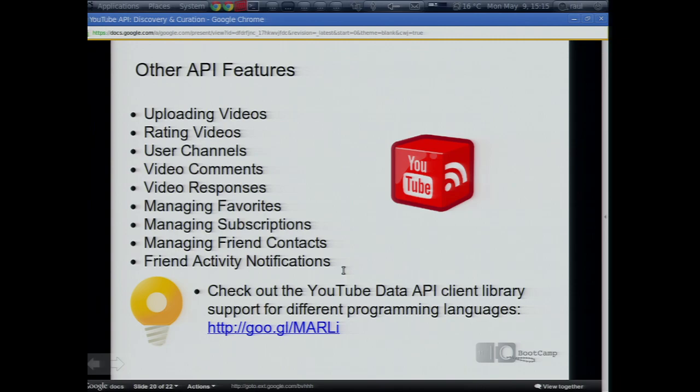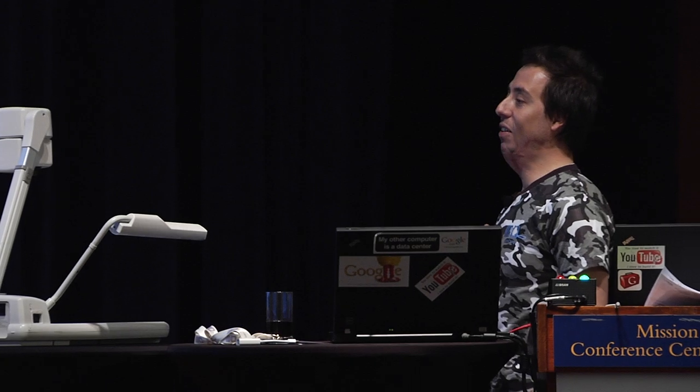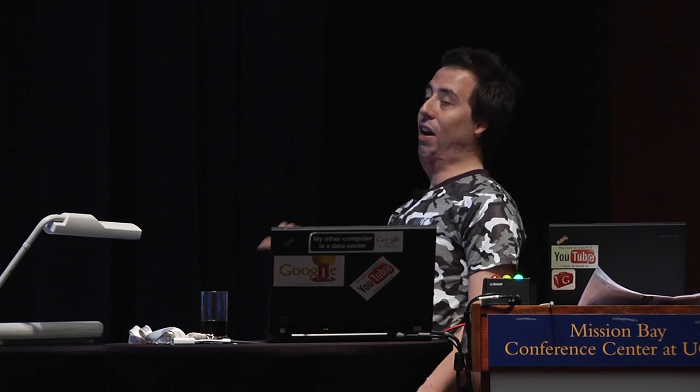One thing to mention, though, is that we have a lot of client libraries available for the YouTube Data API, and you can check them out at GoodGL Marley. I quite like that it was randomly generated, but it's quite a nice name. There is one for Java, C++, and Python for sure. There might be others for JavaScript and other languages as well. And there are also pointers to other languages over there.